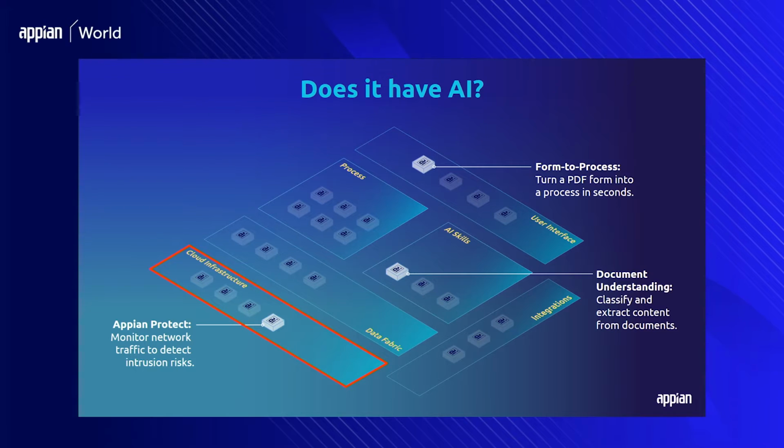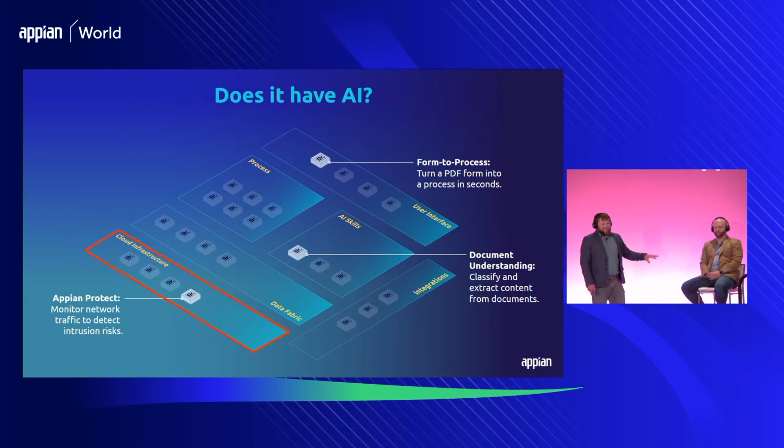Appian Protect was actually announced last year at Appian World. Miguel Guerra, one of our senior product managers within connectivity, announced Appian Protect. Appian Protect does monitor network traffic to detect intrusion risks. It uses AI to do that. There's also a human element to that, which goes along with Appian's philosophy on AI generally: you work together, AI and humans.